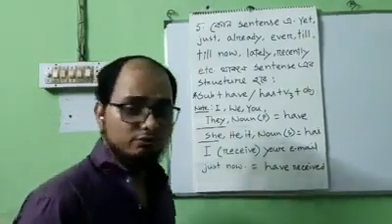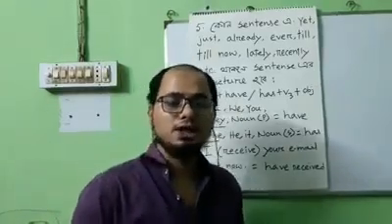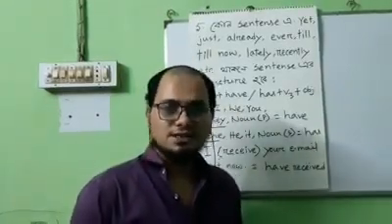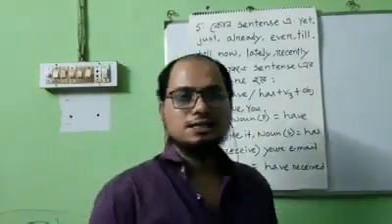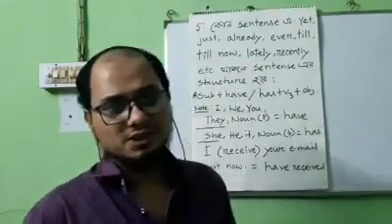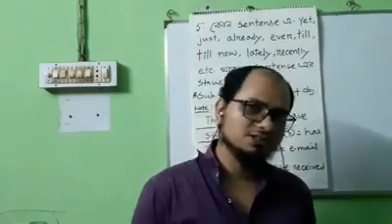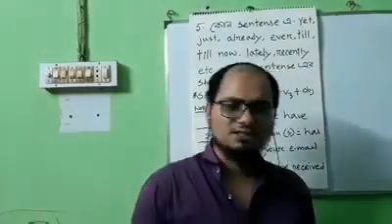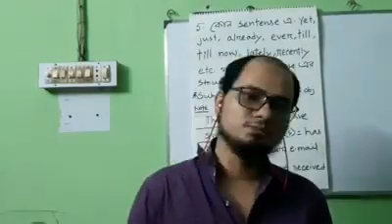For the betterment of students, I repeat the rule again. If we find just now, yet, already, ever, till now, lately, recently, so far, of late in a sentence, then the sentence structure must be in present perfect tense. And the structure of present perfect tense is subject plus have or has plus verb 3 plus object.